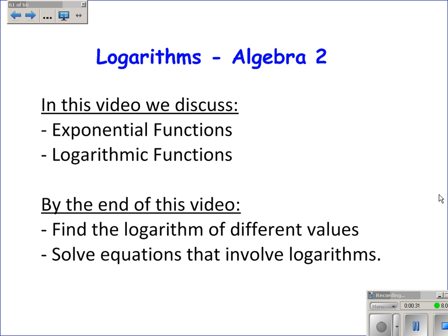But a lot of the computations, expanding and condensing logarithms, how to move the logarithm graph around the coordinate axes, stuff like that we won't really use in this course. It's used in calculus though. But you need to know what a logarithm is. So we'll talk about what exponential functions are, how they relate to logarithmic functions, and you'll need to be able to find the log of different values and also solve equations that involve logarithms. That's about all that we'll do in this class.